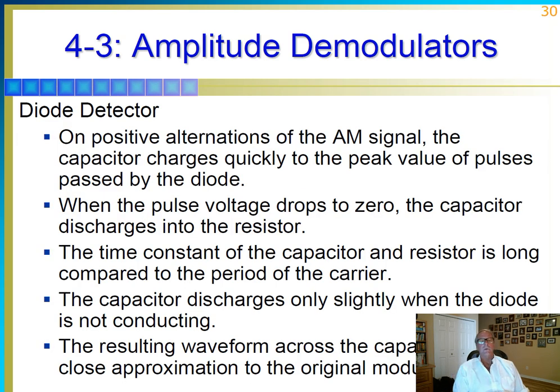So yeah, diode detector, positive alternations. It basically does a rectification and picks up the peak value of the pulses of the input. The capacitor is used as a filter, and the time constant of the capacitor, it's all talking about filtering here, is long compared to the period of the carrier, so therefore, theoretically, only the modulation gets through.